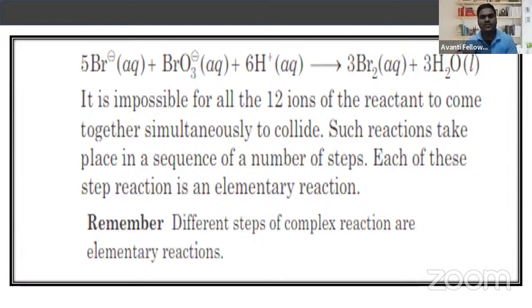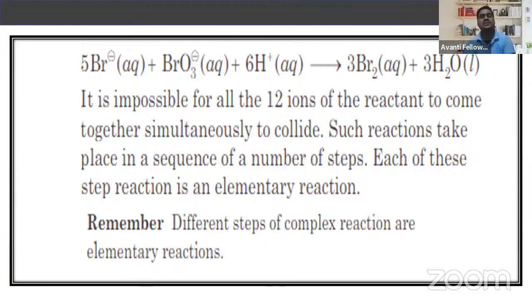Okay, so for example, here we'll see the example 5Br⁻ plus BrO3⁻ plus 6H⁺ in aqueous, which gives us 3Br2 plus 3H2O. It is impossible for all the 12 ions, that is the 5 ions of bromide and 1 ion of BrO3⁻ and 6 ions of H⁺, so 6 and 6, 5, 11, right? And 1 BrO3⁻ ion, that is a total of 12 ions. It is impossible for all the 12 ions of the reactants to come together simultaneously to collide.